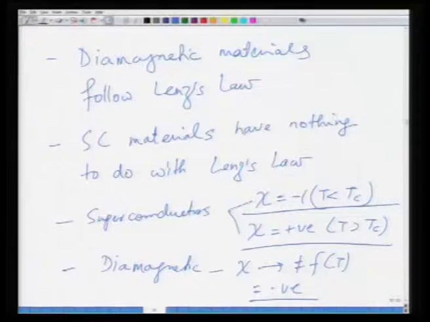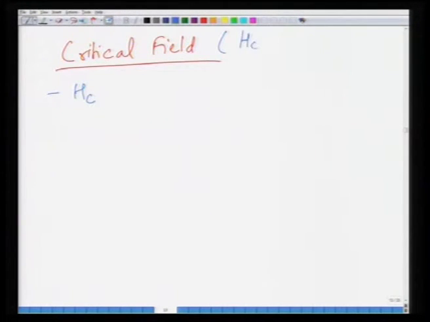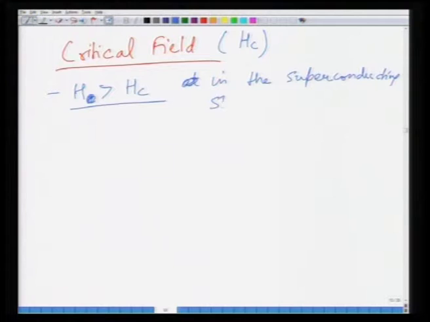Okay. So another concept which comes in the wake of this Meissner effect is called the critical field, and this critical field is essentially Hc. When H is greater than Hc, the material does not remain superconducting.